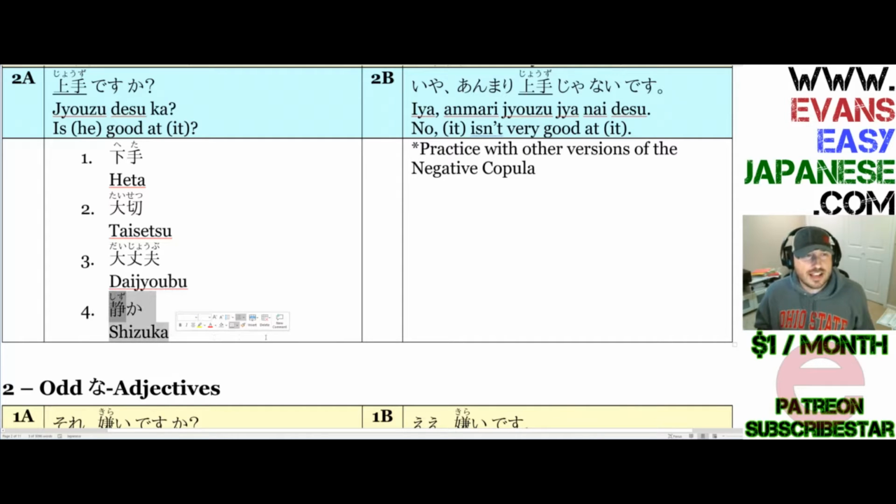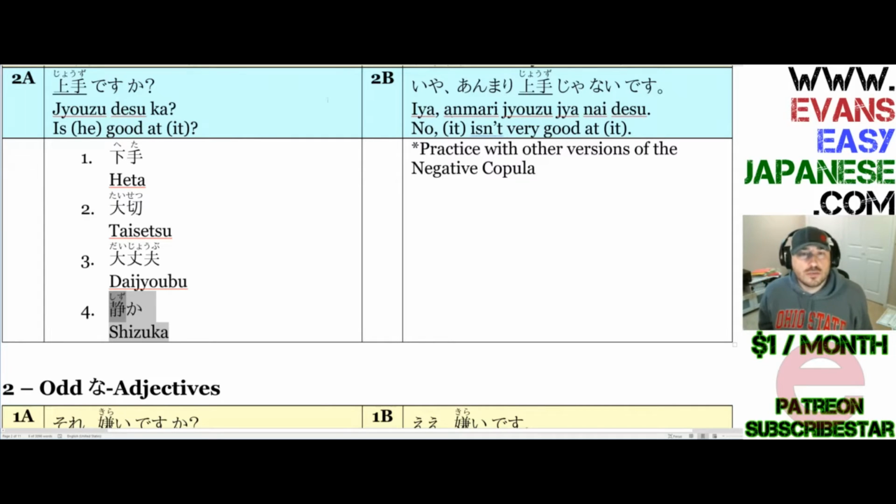John, you're asking if it's quiet. Kayla, it's not so quiet over here. All the kids have gotten into the juice. The sugar. They're bouncing off the walls. Shizuka desu ka? Iya, anmari shizuka janai desu. One more time, both of you. Repeat after me. Shizuka. Shizuka desu ka? Anmari shizuka janai desu.